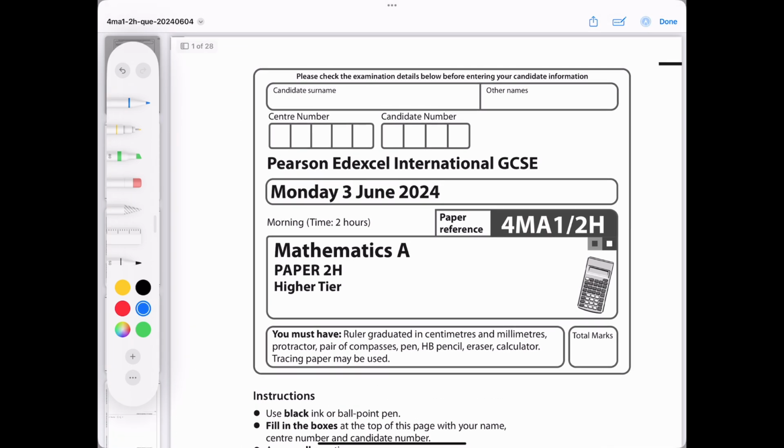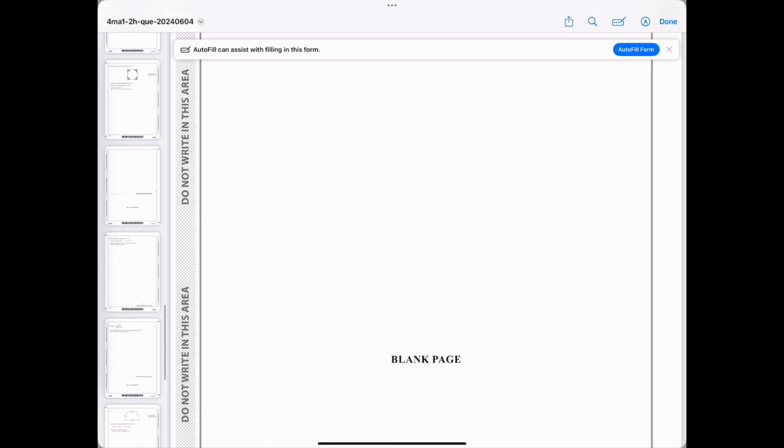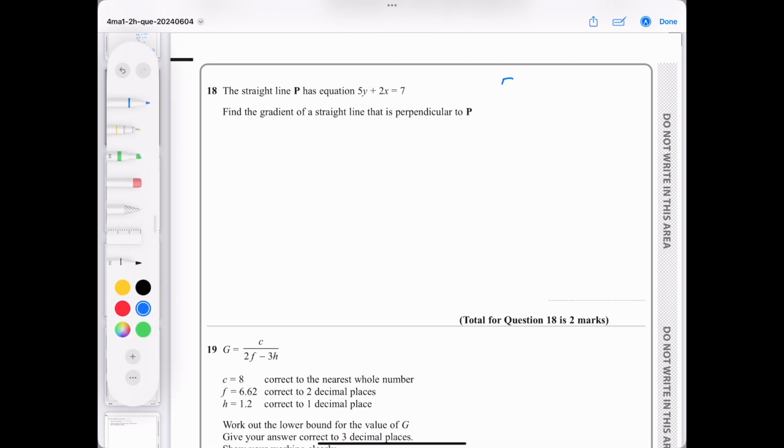So now let's go to question 18. Hooray! There. A straight line has an equation 5y + 2x = 7. Find the gradient of a straight line that's perpendicular. So what I'm going to do is rearrange 5y + 2x = 7 to the form y = mx + c. Always just rearrange to y = mx + c, because that way you can find out what the gradient is, m.